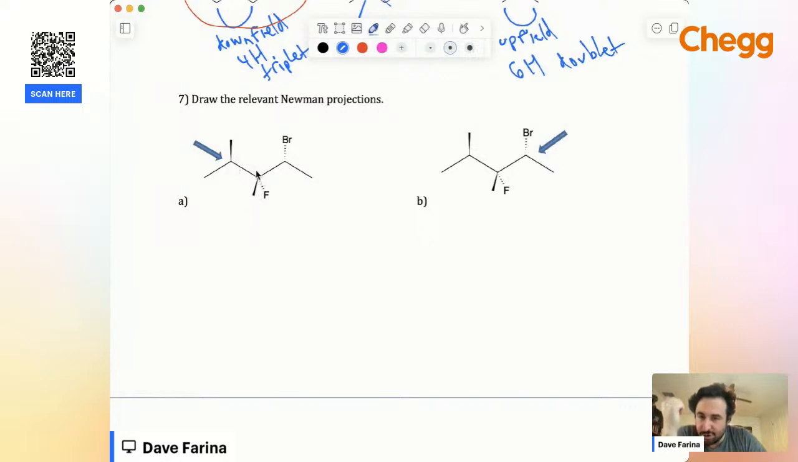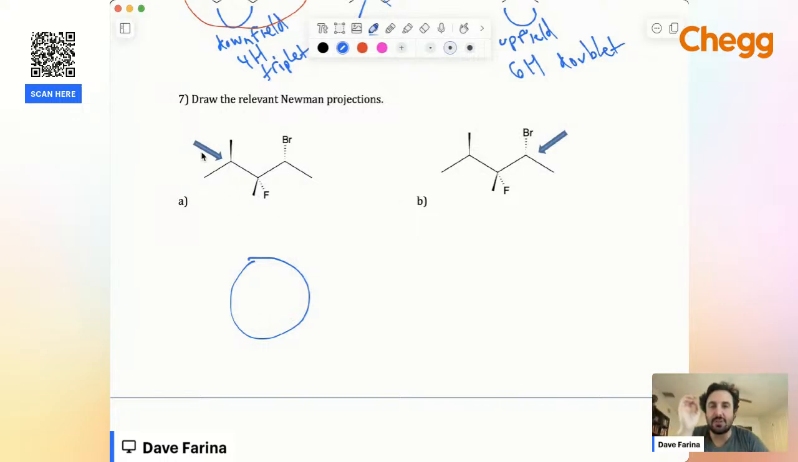We want to draw the Newman projection about that bond. So let's draw the front carbon here. We see the front carbon and we see the three substituents. We do not see the bond here, and we do not see the carbon behind it, but we see the three substituents here. So we see a methyl going straight down.